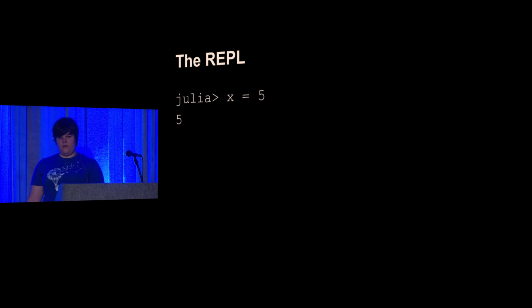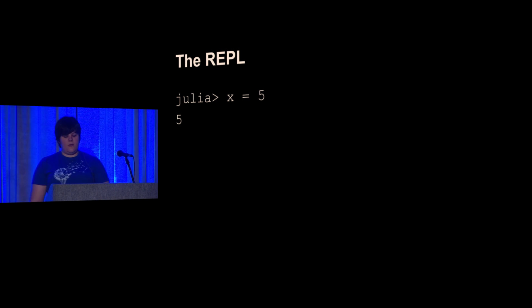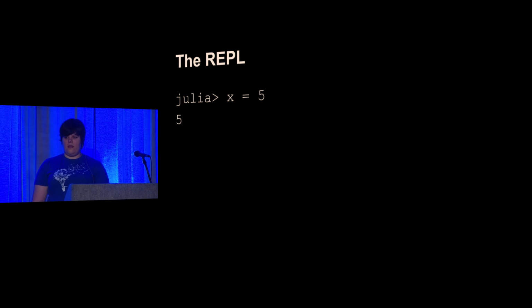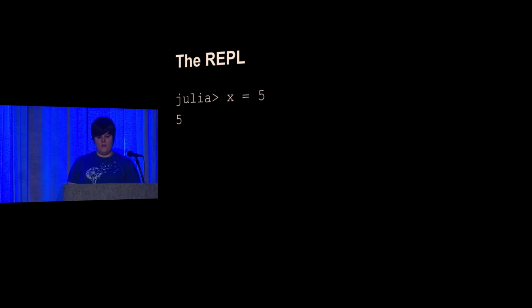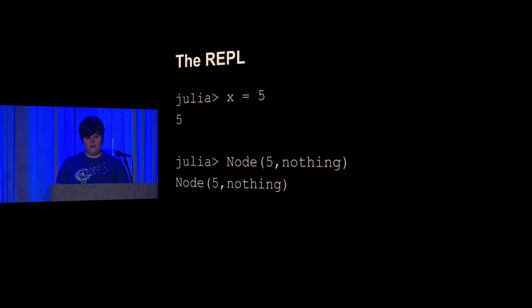Let's head over to the Julia REPL. The REPL is very important to Julia, as in many dynamic languages. Being able to interact with your code really helps you understand what's going on. We type in x equals 5, and it prints out 5 because everything in Julia is an expression, which means everything returns some value. Sometimes that value is nothing, but it always returns something. In the REPL, it prints out whatever you returned. So in an assignment, we get whatever value we're assigning.